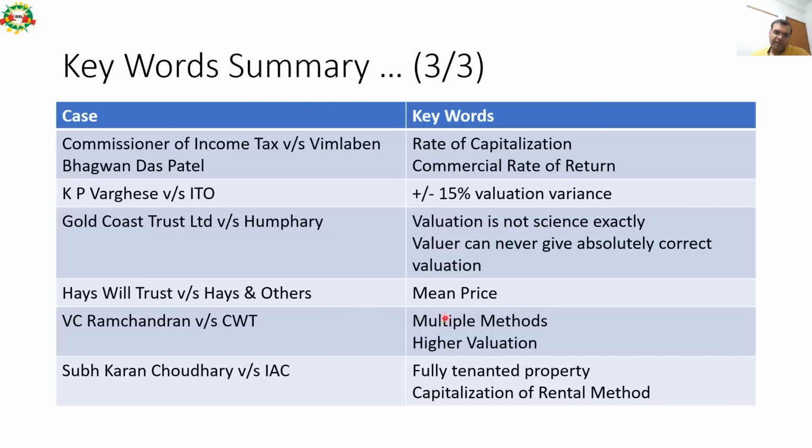And if the examiner is talking about multiple methods, with the higher valuation chosen out of the multiple methods, then the question pertains to the legal case of VC Ramachandran versus CWT. And if the keywords given in the question are fully rented property, capitalization of rental method, then the question is talking about the case of Subh Karan Chaudhary versus IAC.